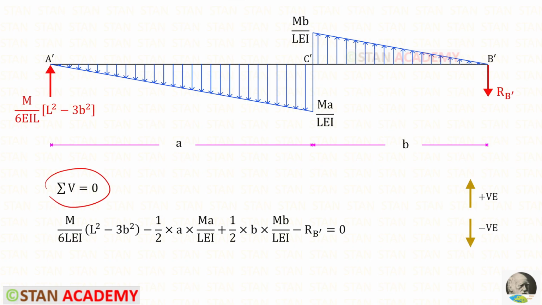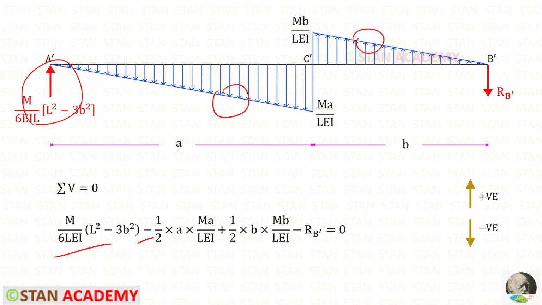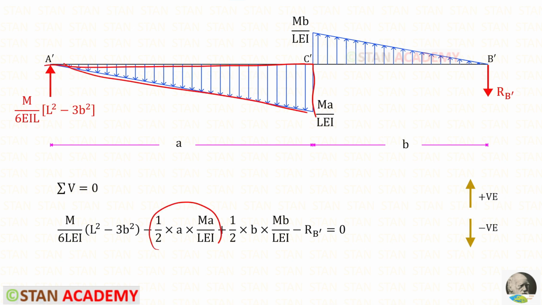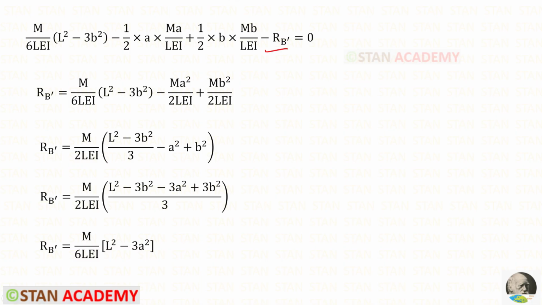Now let us apply this rule to find RB dash. It is acting upwards, so it will be positive. This is acting downwards, so negative, and this is acting upwards, so positive. RB dash is acting downwards, so it will be negative. For the UVL, we have to take the area. For the left side triangle, this is the area, and for the right side triangle, this is the area. We can take RB dash on the other side, so it will come as positive.